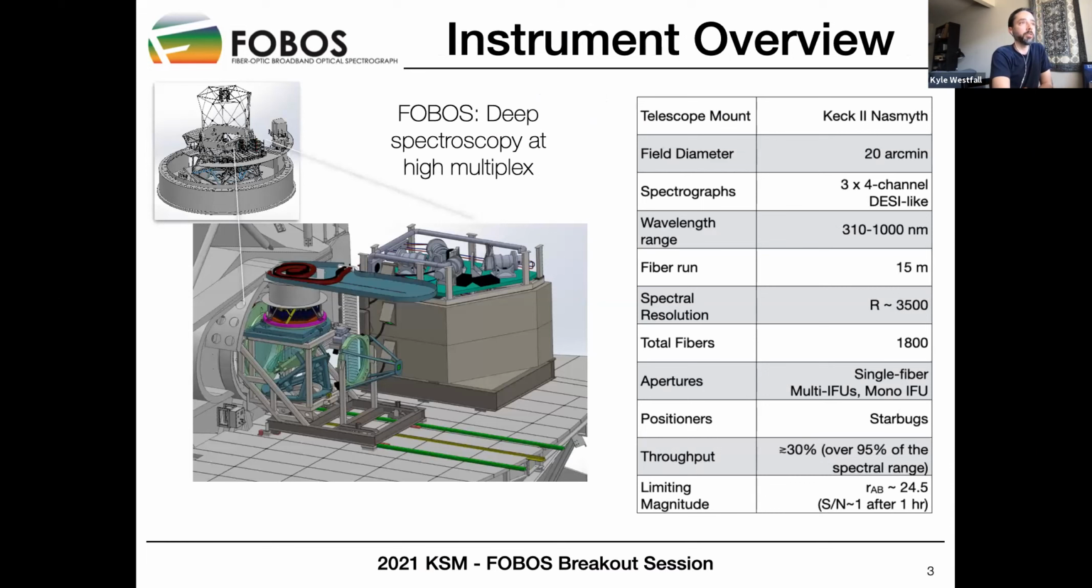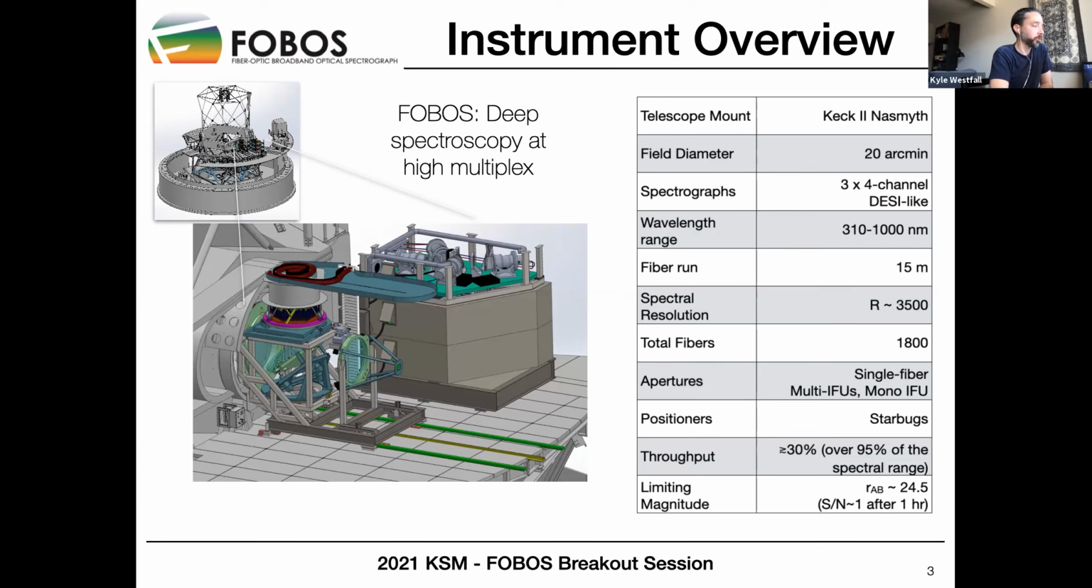Okay, so just to remind everyone what Phobos is, it's a multi-object, fiber-based spectrograph for Keck 2. It uses Starbugs as the positioning system. It's an optical spectrograph that runs from 310 nanometers to a micron at a resolution of about 3500. The total fiber complement is 1800, divided over 3 spectrographs. The spectrograph bank, I can't see it with my mouse, so I imagine you can't see it either, is those beige boxes to the right of the Nasmyth port, which you're seeing at the left.